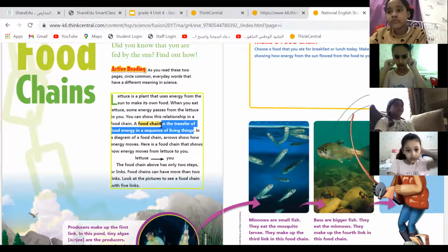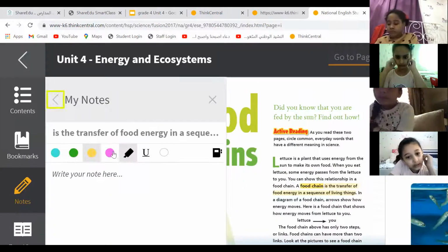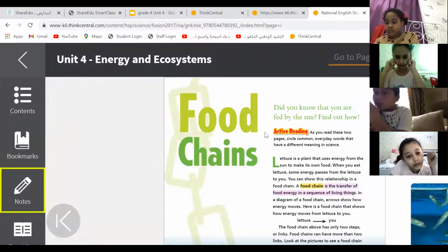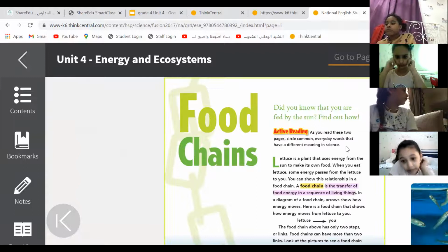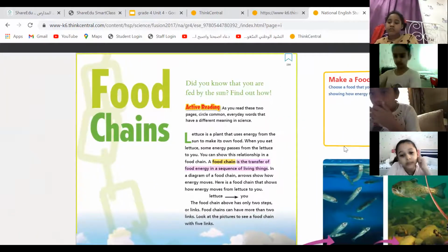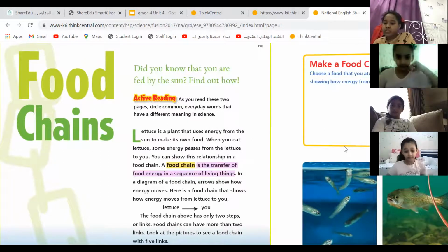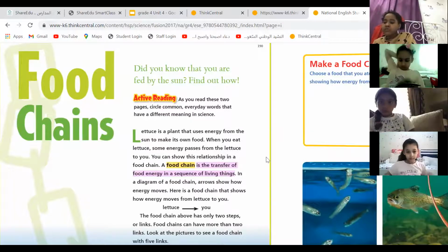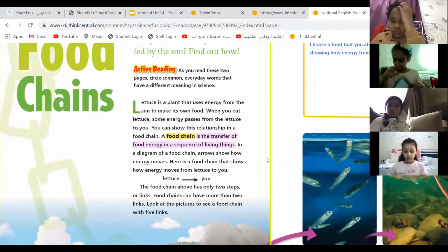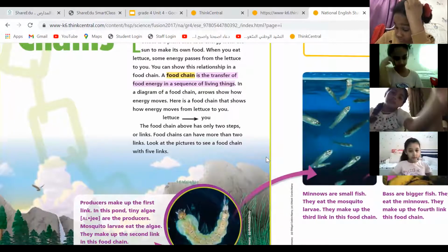Food chain is the transfer of food, energy, and sequence, yes, of living things. Excellent. Okay, so from where do they get their energy usually? The food chain will start always with what? Yes, Liana. With a producer. Excellent. It will start with a producer.